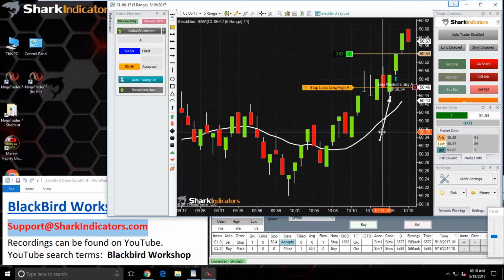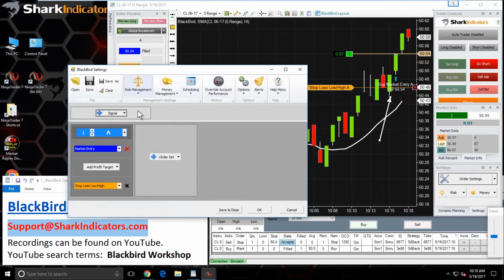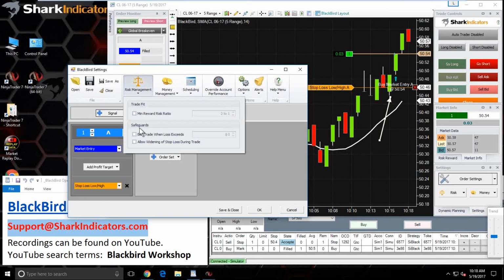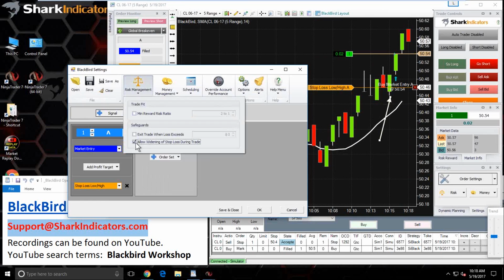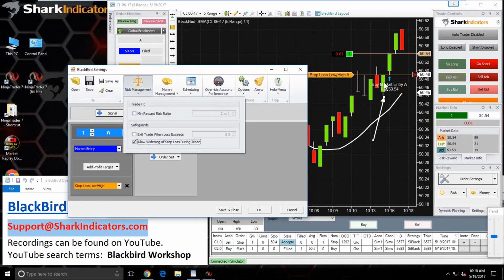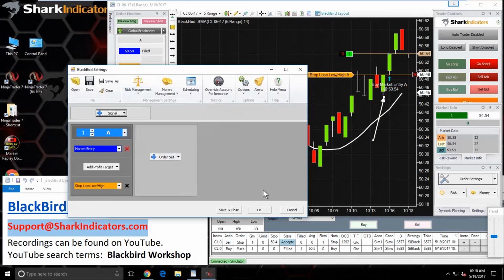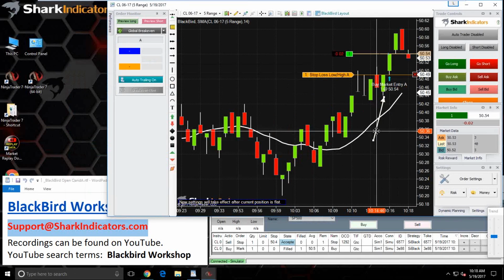So if you do want your stop loss to go backwards, in the opposite direction, typically, then we would need to go and turn on one of these safeguards. There we go. Allow widening of your stop loss during a trade. So you'd have to enable that safeguard there, and that would have allowed our stop loss to go down a couple of ticks to use this low here. But let's just keep it like it is.